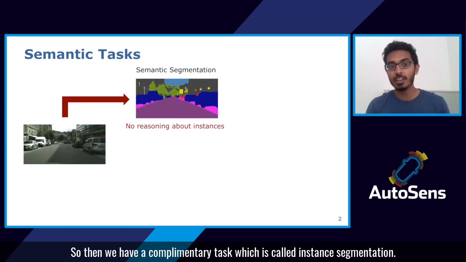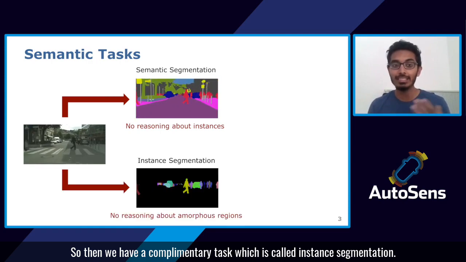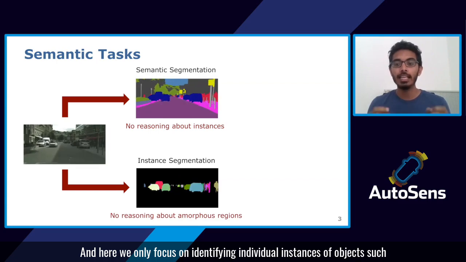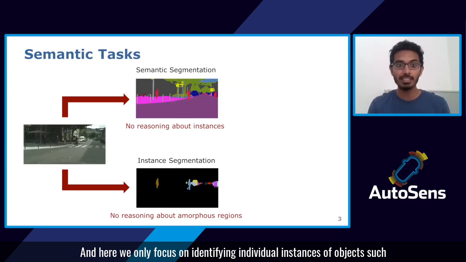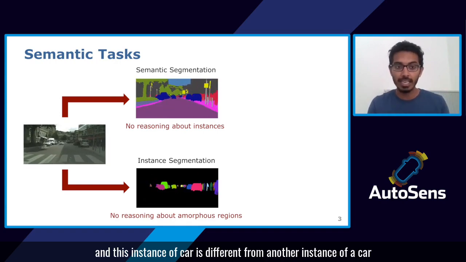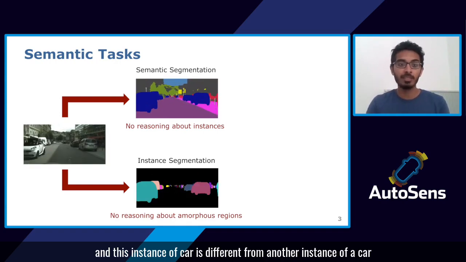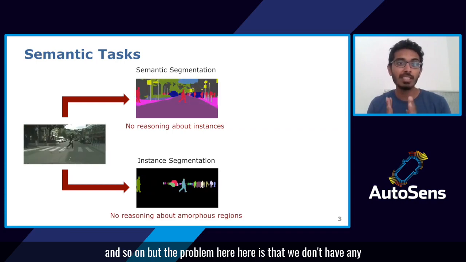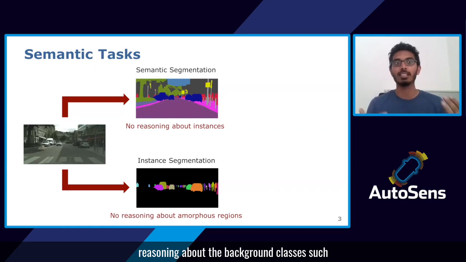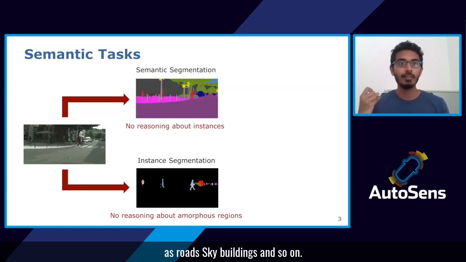So then we have a complementary task, which is called instance segmentation. And here we only focus on identifying individual instances of objects, such as, is this person different from this person, and this instance of a car is different from another instance of a car, and so on. But the problem here is that we don't have any reasoning about the background classes, such as roads, sky, buildings, and so on.